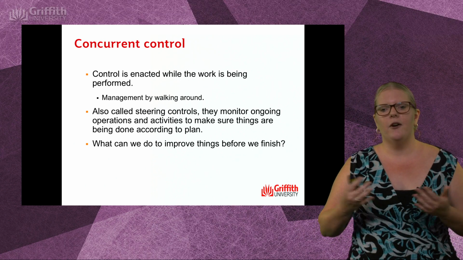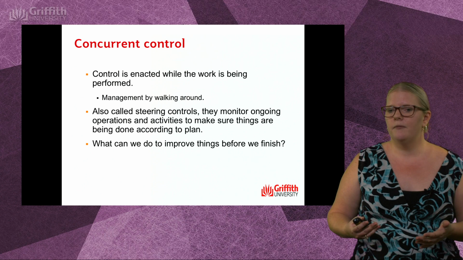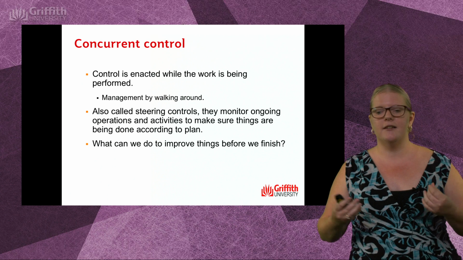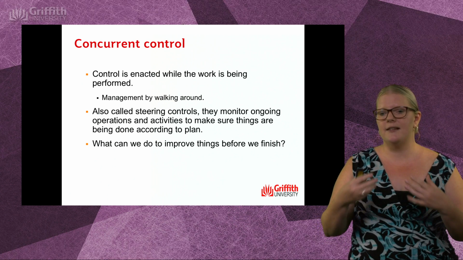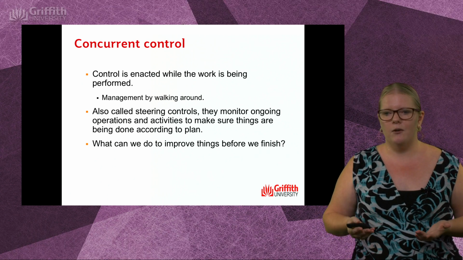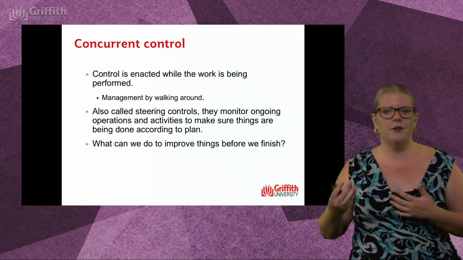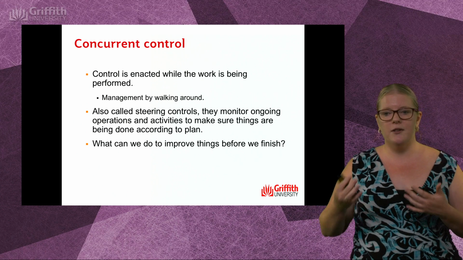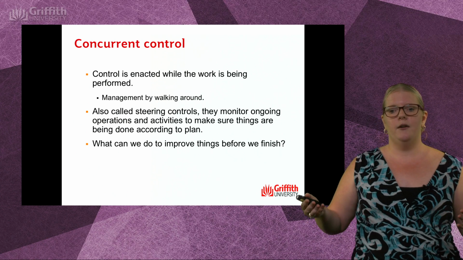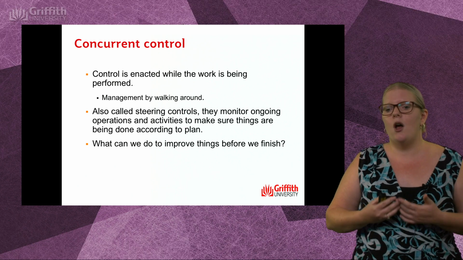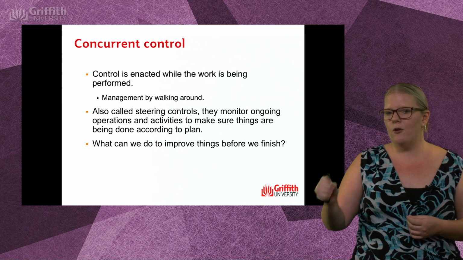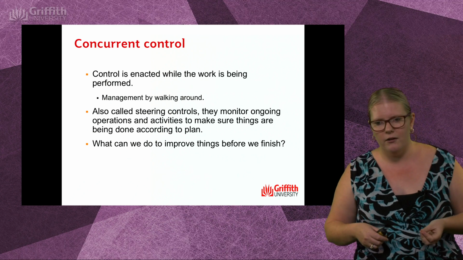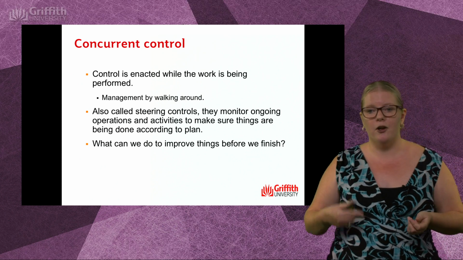Concurrent controls are those enacted while the work is being performed. Right? So we can go around and do OHS checks, for example, on light fittings and electrical products to make sure that they're safe. They're called steering controls. All right? So they're monitoring to make sure that our operations and activities are actually being done according to plan and people are using the right process at all times. So the question that's asked here is, what can we do to improve things before we finish? Right? We don't want to get to the end and realize that our Holden is missing a motor. So it's about checking as we go through.